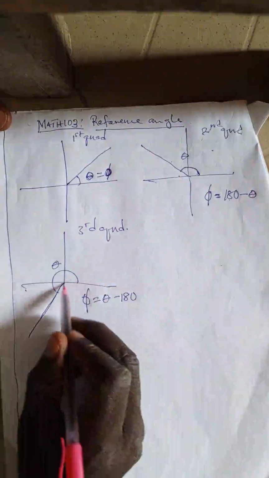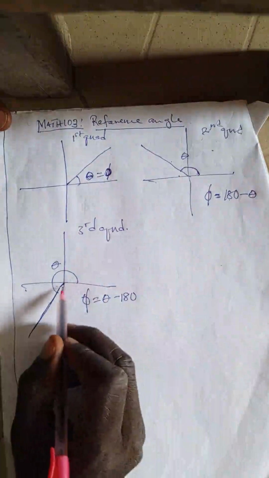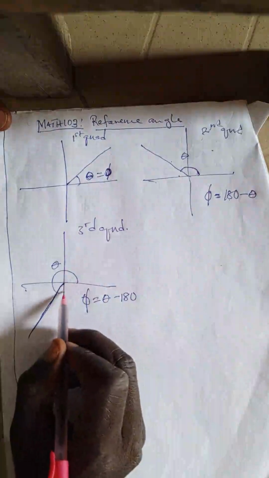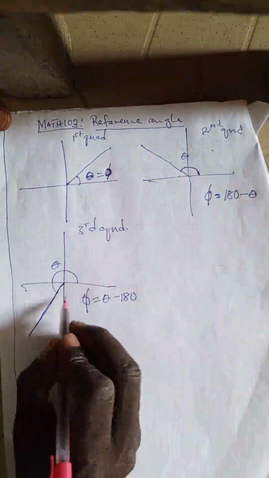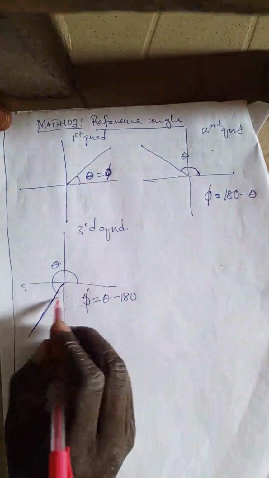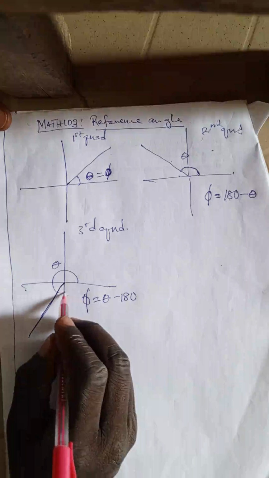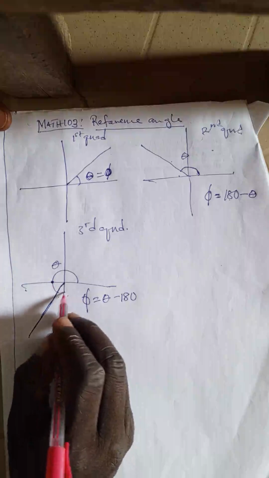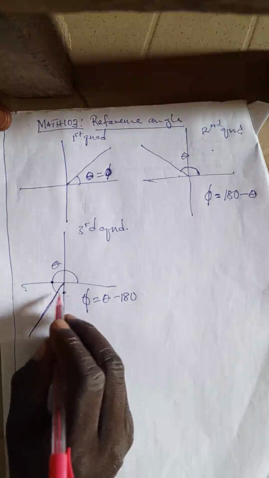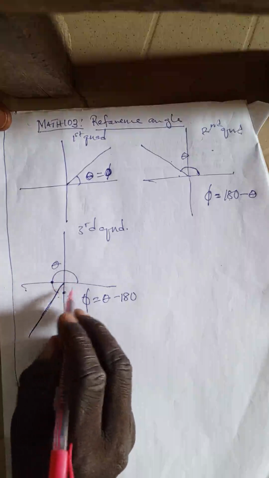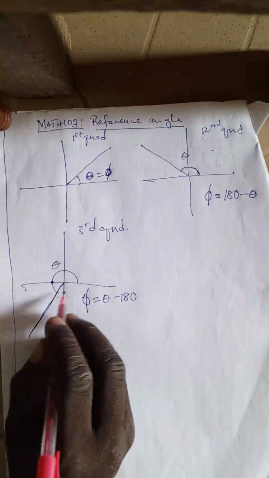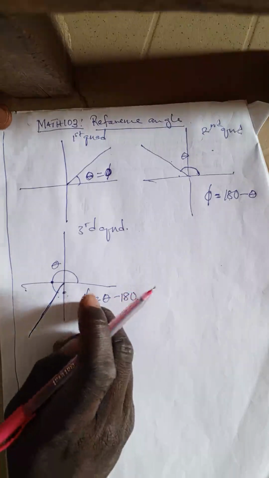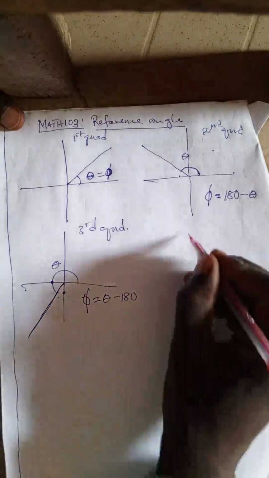And here, because the highest theta can reach in the third quadrant is 270 degrees. Now, if you subtract 180 from whatever angle you have in the third quadrant, because it is greater than 180 but less than 270 degrees, whenever you subtract 180 from the given angle, you are left with a positive angle, and that is the meaning.